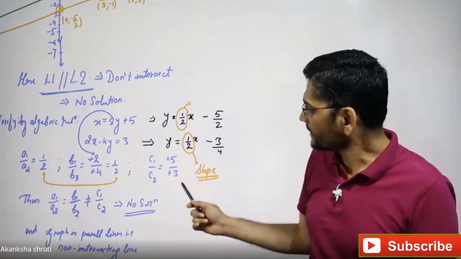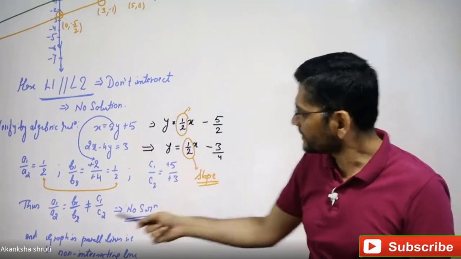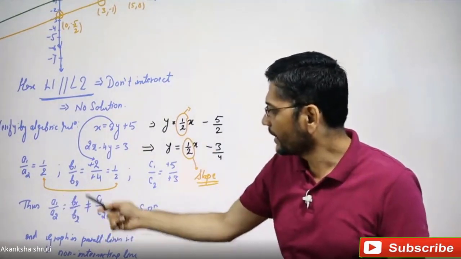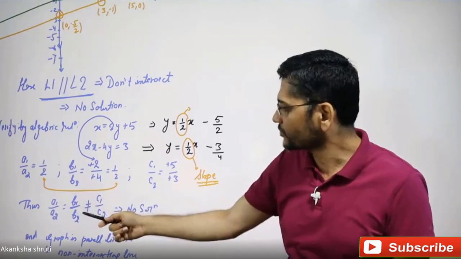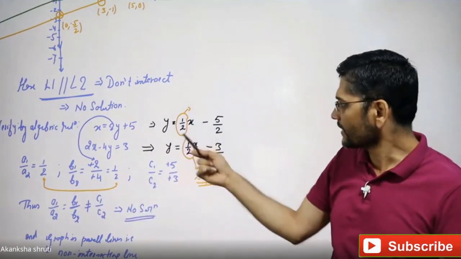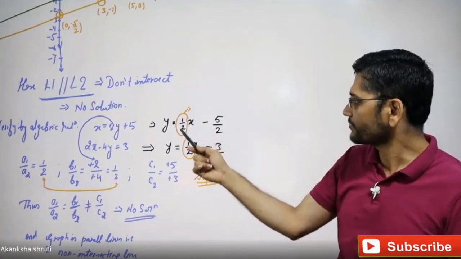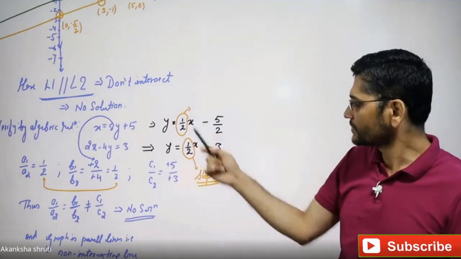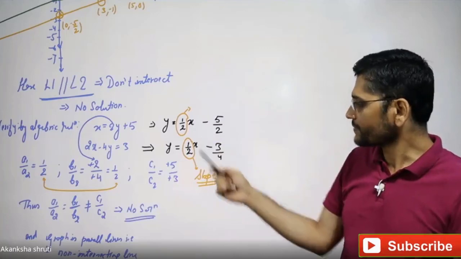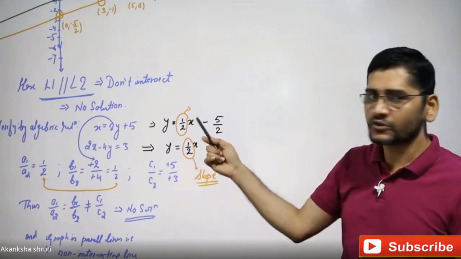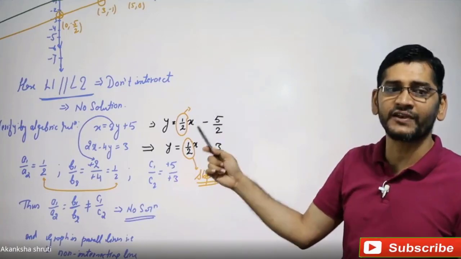So student, here you are observing the ratio a1 by a2 is equal to b1 by b2. It simply tells this ratio only. While you are taking y on one side, you are getting the coefficient of x, which is the same. So this coefficient gives the slope. Slope simply means the inclination of a line.